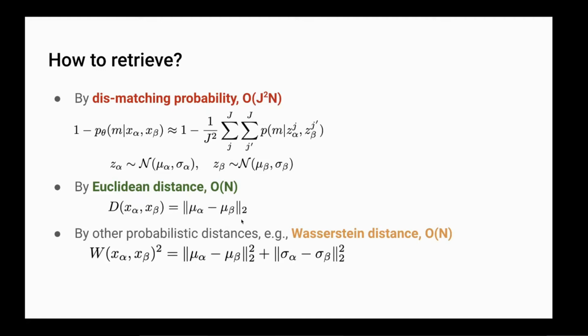A good thing of this Euclidean distance is, of course, we can just use the cosine distance instead of Euclidean distance for a more efficient retriever. So it's very efficient and very fast. And the last one is using other probabilistic distances. Because we have the variance information as well, we can employ them when computing the distances.